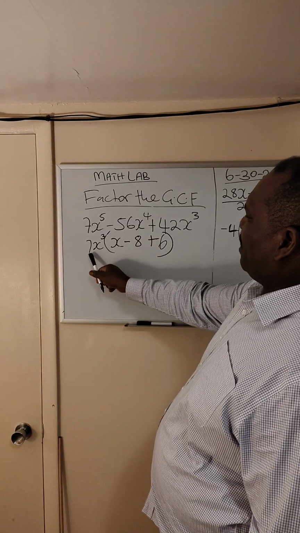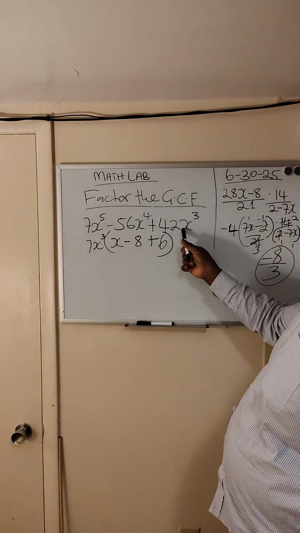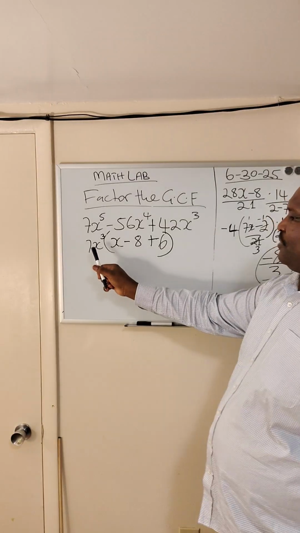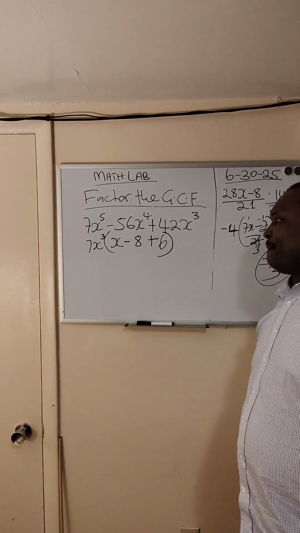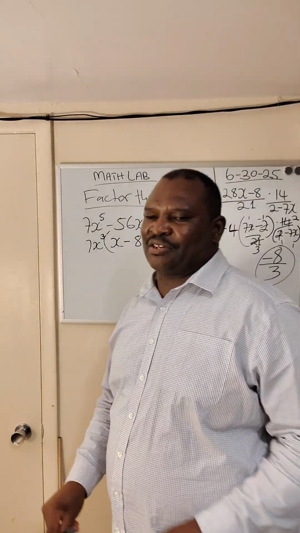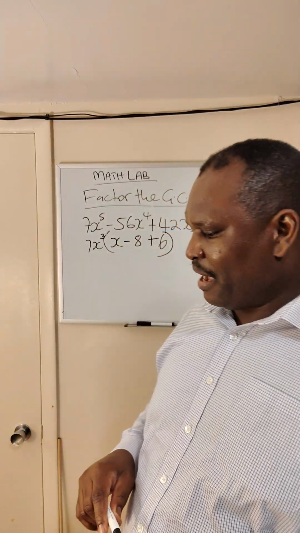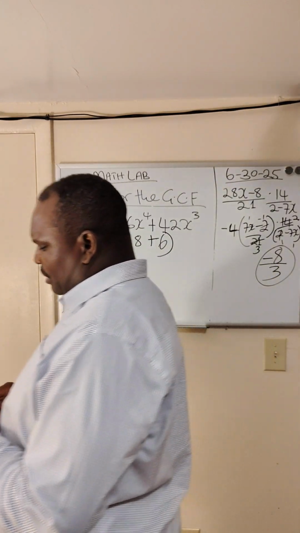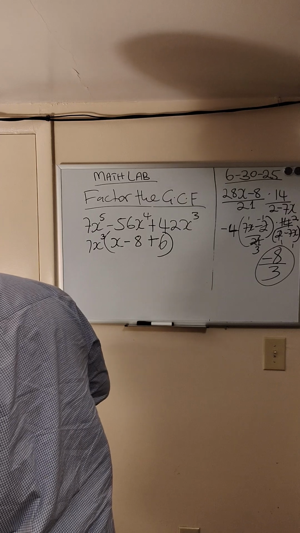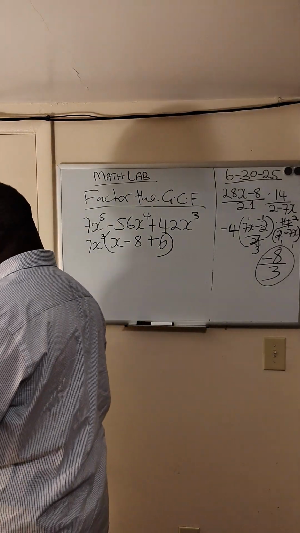And then when you multiply this 7x to the power of 3 by 6, you get 42x raised to the power of 3. So now that right there is our final answer.